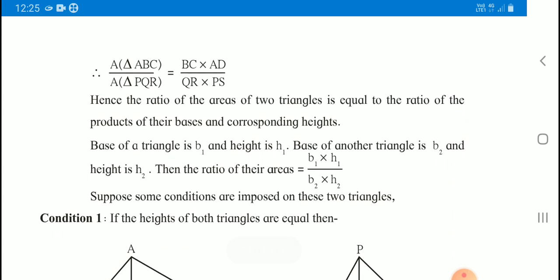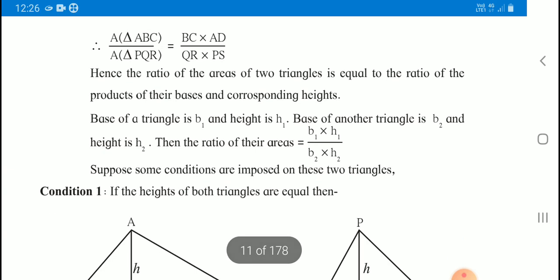Base of a triangle is B1 and height is H1. Base of another triangle is B2 and height is H2. Then the ratio of their areas we can write as, ratio of areas of these two triangles is equal to B1 upon B2 multiplied by H1 upon H2, or we can write it as B1 multiplied by H1 upon B2 multiplied by H2. Suppose some conditions are imposed on these two triangles.